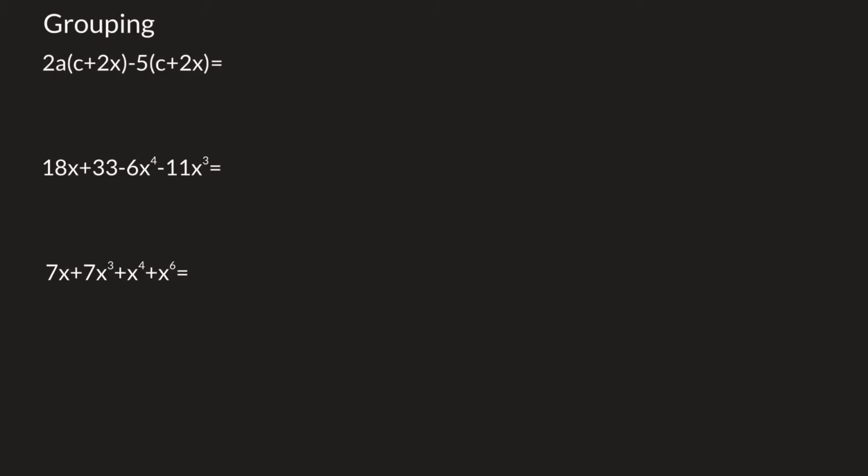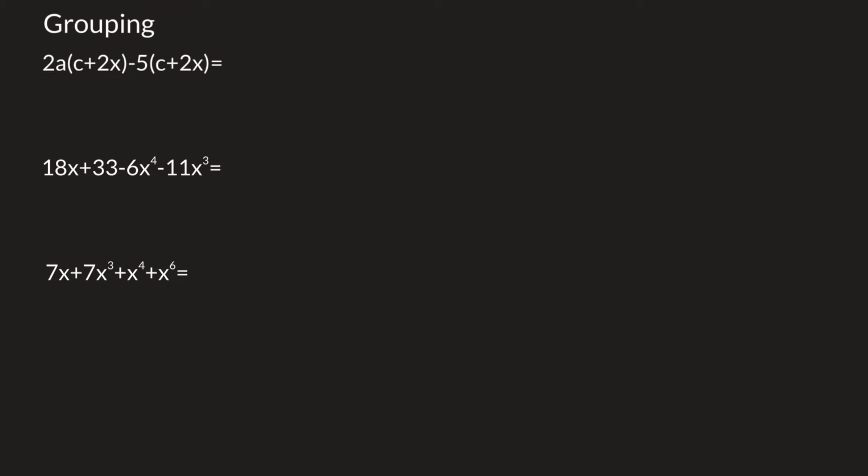So the next factoring topic is grouping. As you could guess by the name, you're trying to group things together. It's kind of similar to greatest common factor. As you could see in the first example problem, we have two terms, and they share the c plus 2x in common. So the idea is we're trying to group things together. The c plus 2x is a common factor.